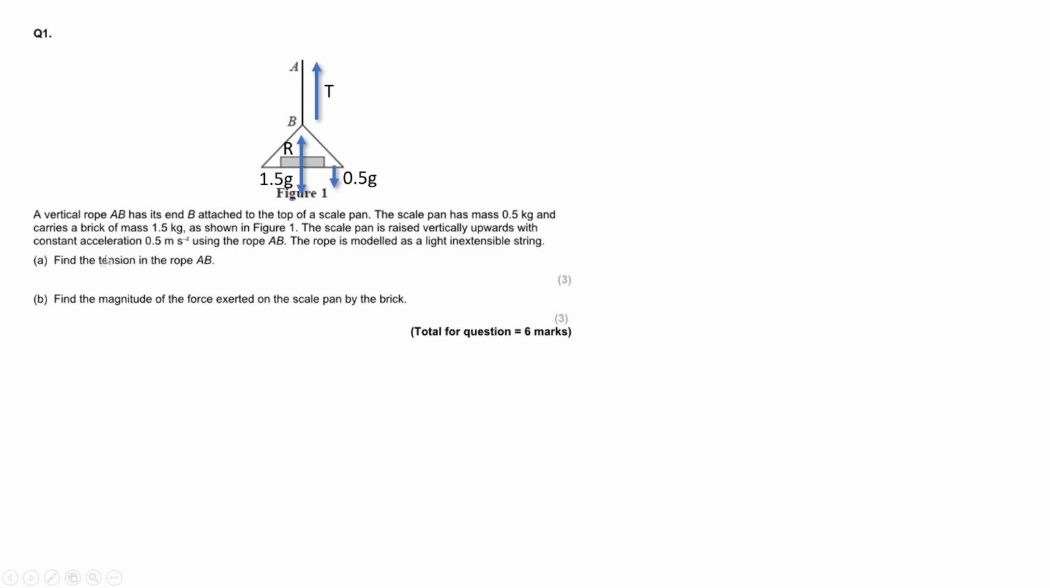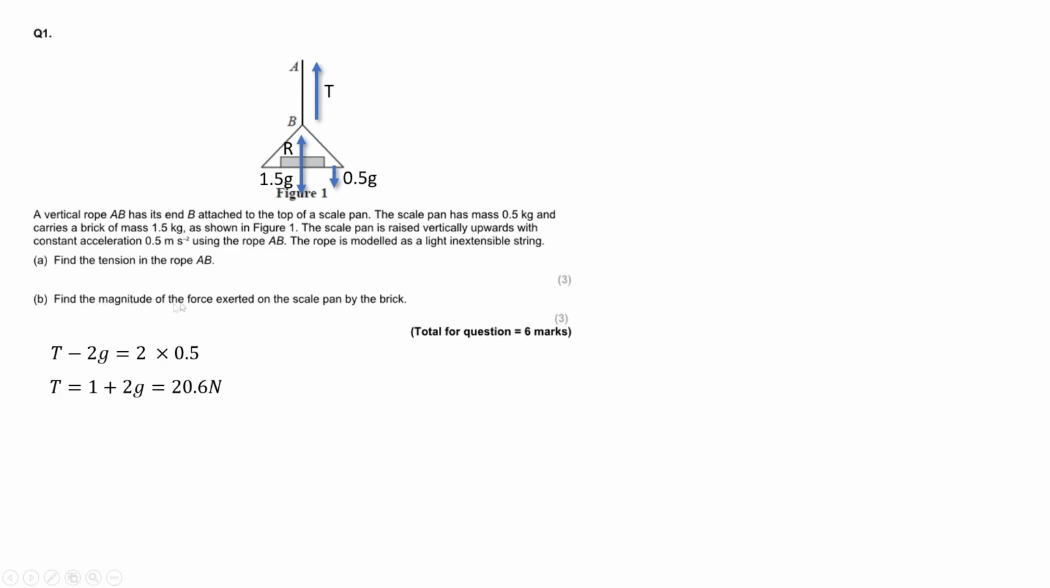But to solve for the tension, we can consider the whole system, because the reaction force is not acting on the system as an external force. So if we resolve our forces and use F equals ma, we get that the tension minus 2g is equal to 2 times the acceleration, which is 0.5. And then solving for T, we get that tension is equal to 1 plus 2g, or 20.6 newtons.